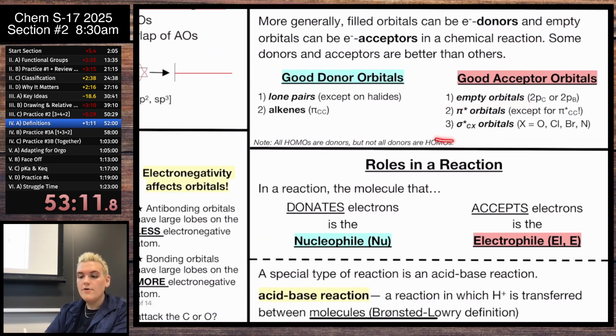And then our other options for acceptors are our antibonding orbitals, our pi stars and our sigma stars, because we know they're not going to be occupied. The one exception is pi star C=C is not a great acceptor, because we said a pi C=C is a really good donor, so it typically is not a good acceptor as well. And then sigma star, typically between carbon and some electronegative element, is our third best acceptor.